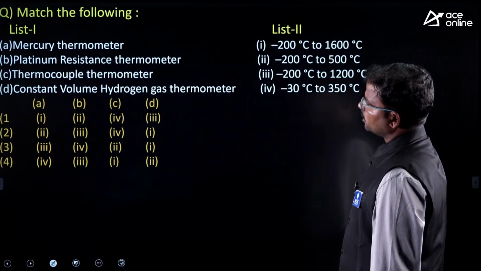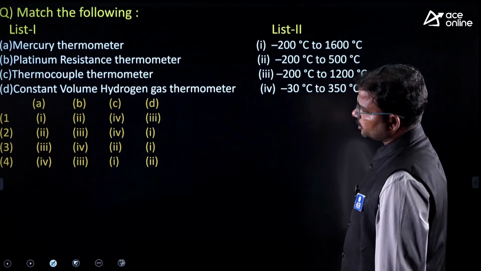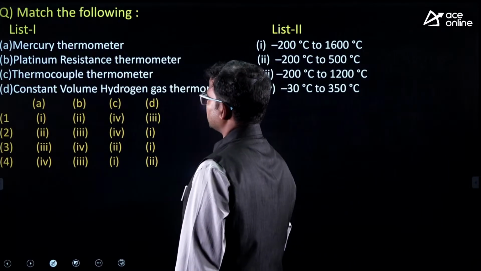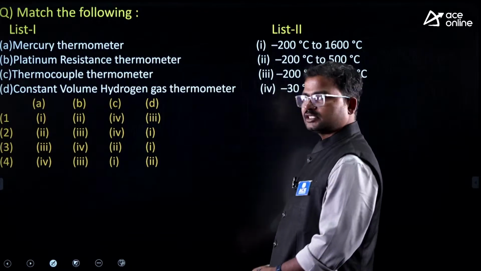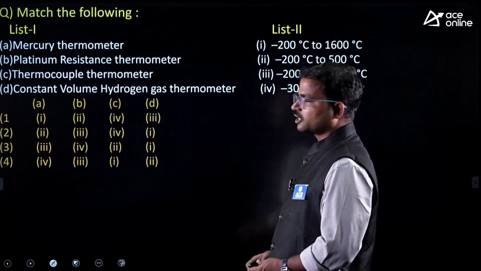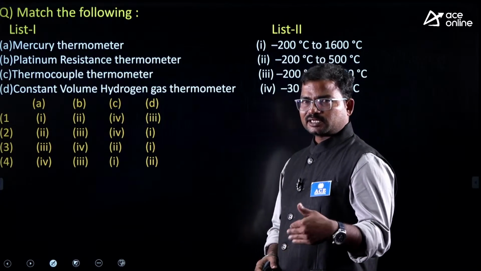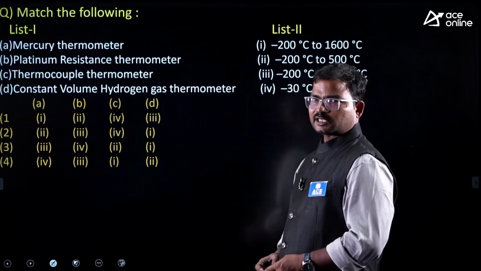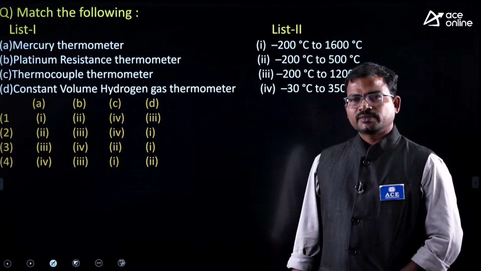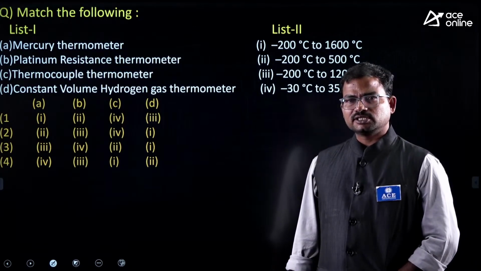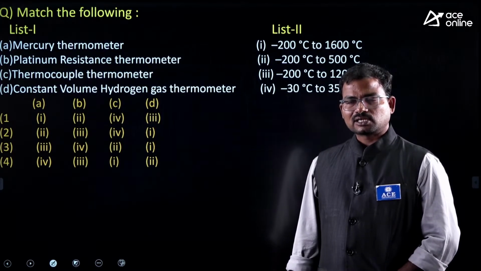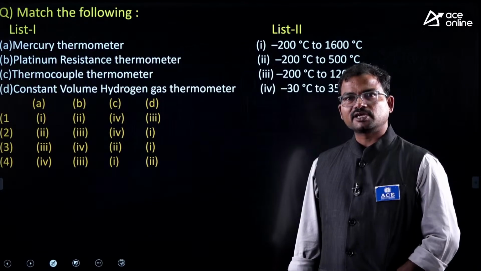Match the following: mercury thermometer, platinum resistance thermometer, thermocouple thermometer, and constant volume hydrogen gas thermometer. Here they mention some of the thermometers and their ranges. Generally we use the mercury thermometer. The clinical thermometer is completely different, where we use either mercury or alcohol. Which is more convenient? The alcohol thermometer, even at low temperature, is more efficient than the mercury thermometer.